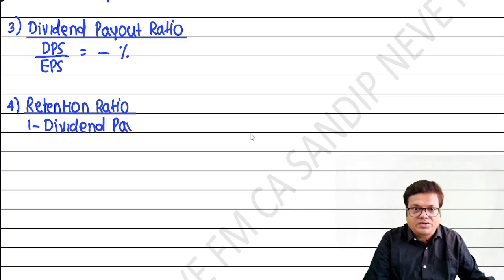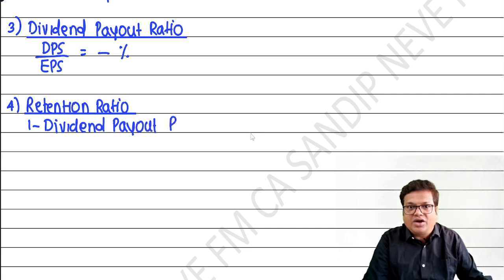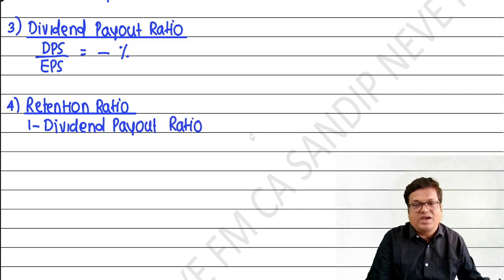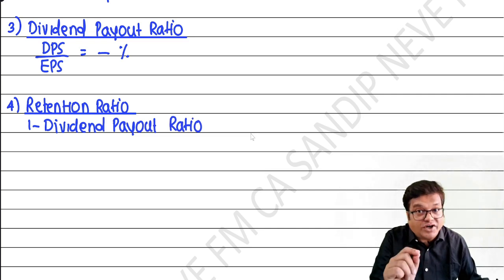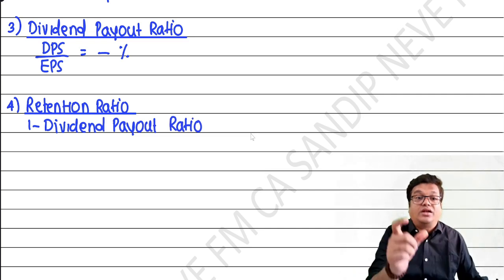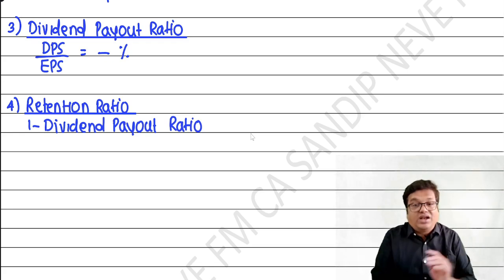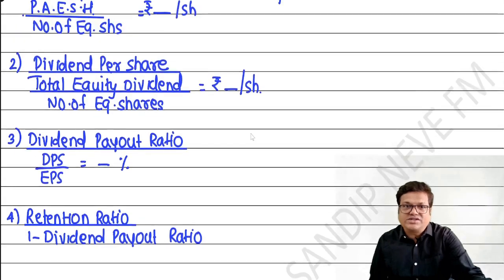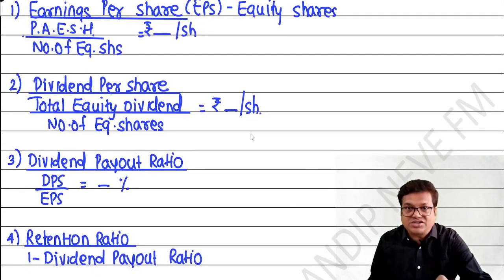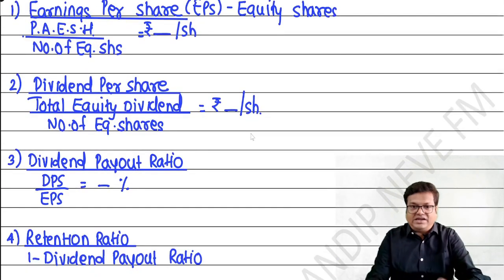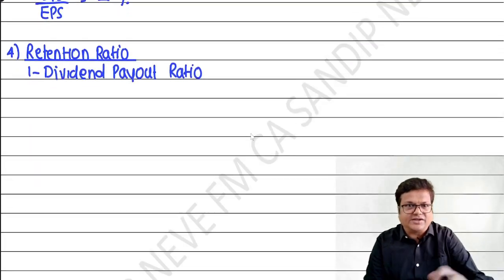Dividend payout ratio. Understood? If the dividend payout ratio is 40%, that is 0.4, then the retention ratio would be 60%, that is 1 minus 0.4. Let's do one thing, okay? To understand all these 4 ratios that we have discussed just now, let's take a very practical example. A simple example we'll take, okay?